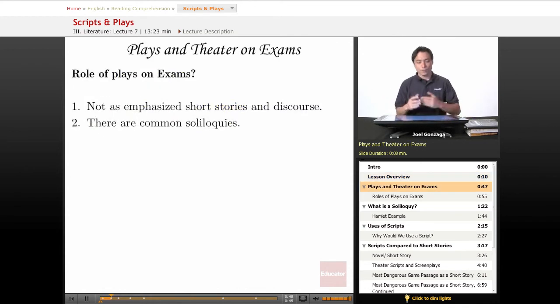So, what is the role of scripts on an exam, like the SAT? Well, it turns out they are not as emphasized as short stories and discourse. Most of the time, if you are going to have one of these things, it's going to be at the very end, and it's not going to be as important as reading a long fiction passage or a long essay passage or one of the short reading answers that you're normally used to seeing.